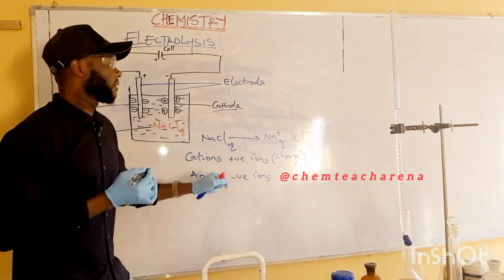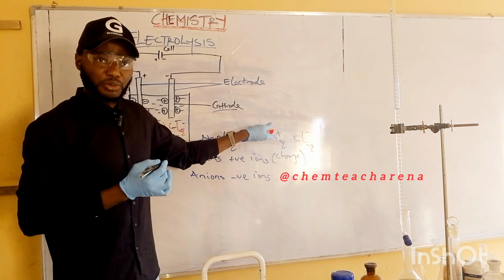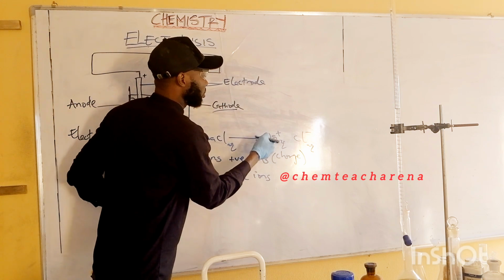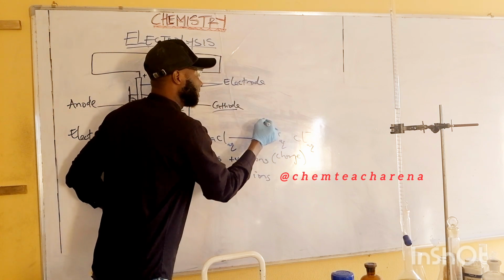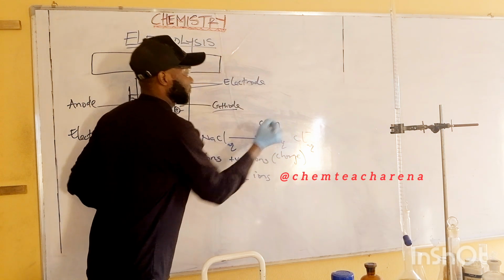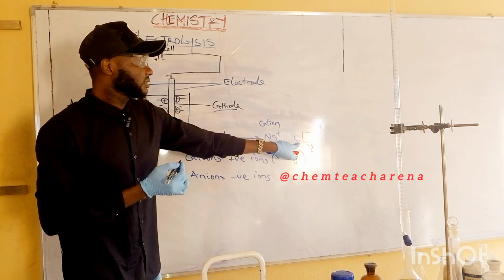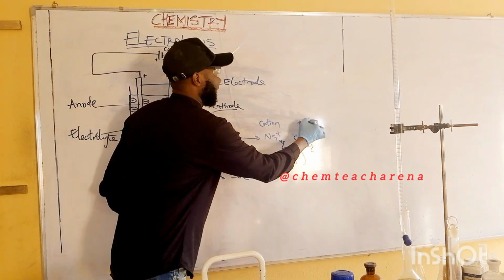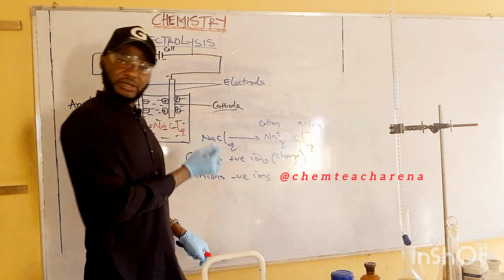Look at what I'm doing here. Now, this is Na plus. This sodium plus is a cation. This is a cation. This chlorine minus is what? An anion, because these are ions.